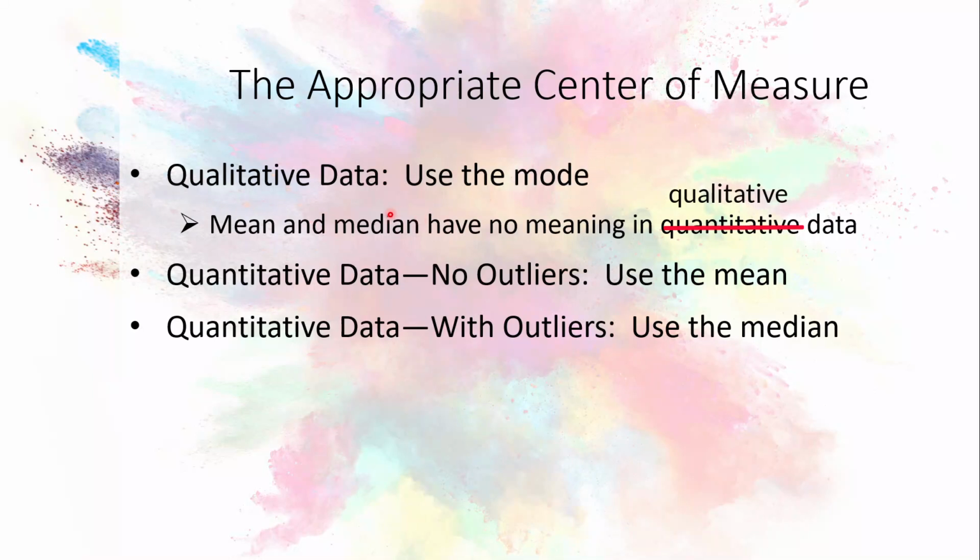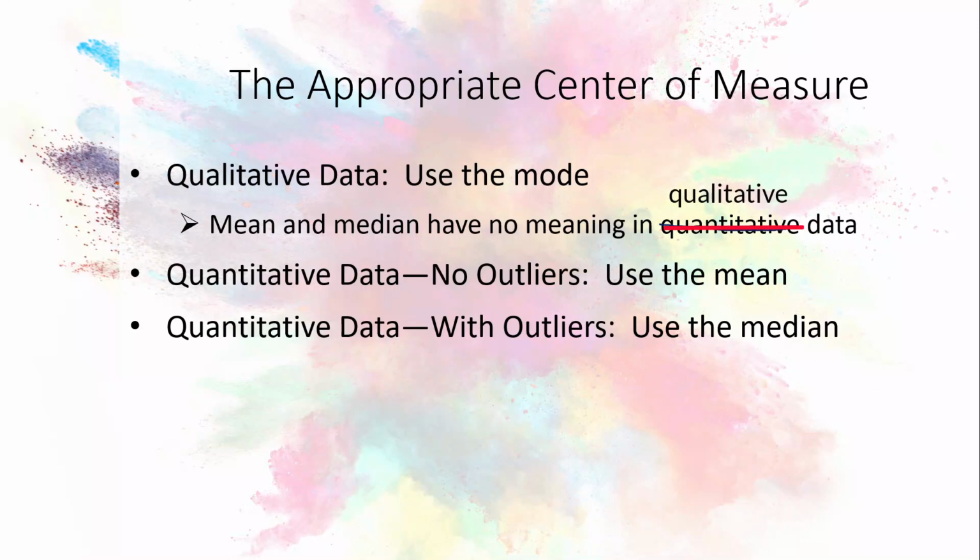Why is that? Because mean and median have no meaning whatsoever in qualitative data. That's a typo. I need to fix that. I should say qualitative, not quantitative. Why? Because qualitative data is just labels. They're just labels. You can't add them. You can't subtract them. You can't sort them. And if you can't, then you can't. And if that's the case, you can't do anything with the mean and median.